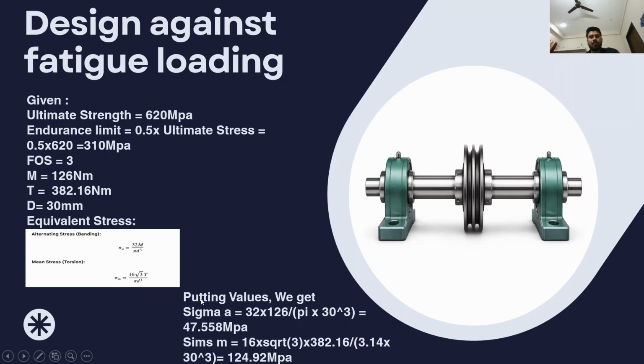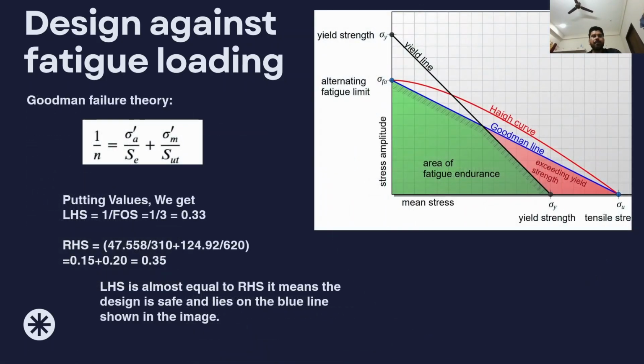If we put in the values, we get sigma a equals 32 times M, which is 126, divided by pi into 30 to the power 3, and it comes out to 47.558 MPa. And sigma m, the mean stress, is 16 into square root of 3 into 382.16 divided by 3.14 into 30 to the power 3, which equals 124.92 MPa.